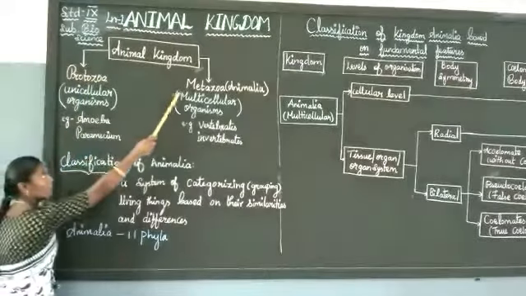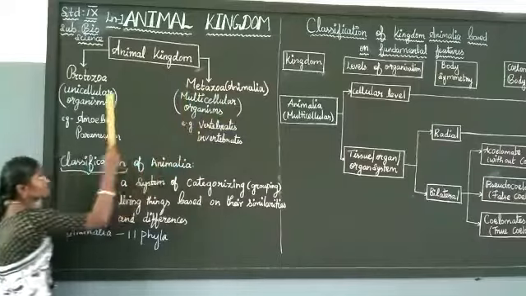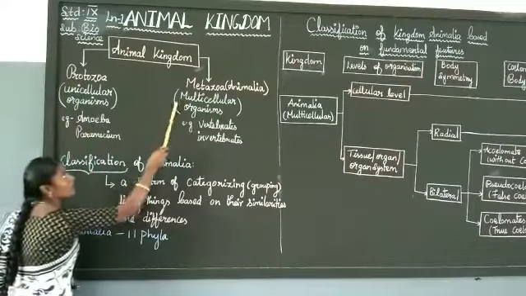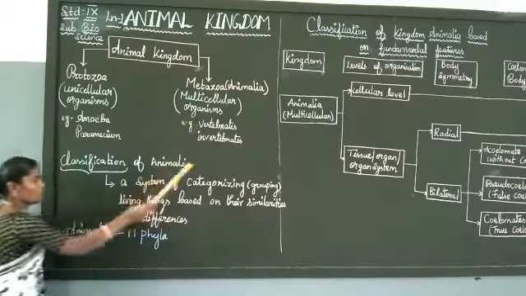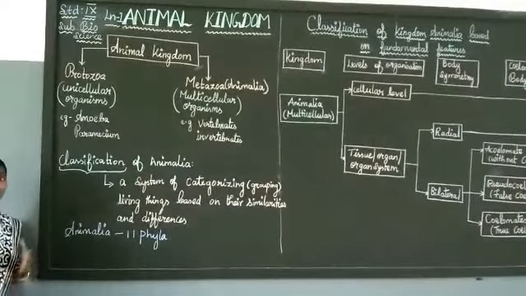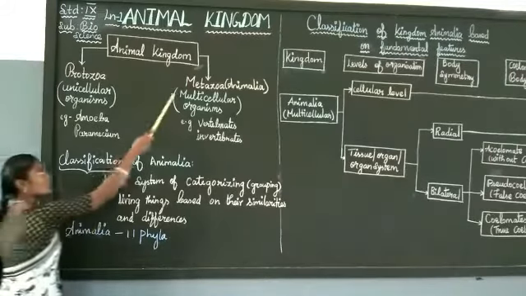Then coming to Metazoa or Animalia. Here we call it unicellular; here we call it multicellular. What is meant by multi? Body made up of many cells. That is, animals whose body is made up of many cells are included in this metazoa.